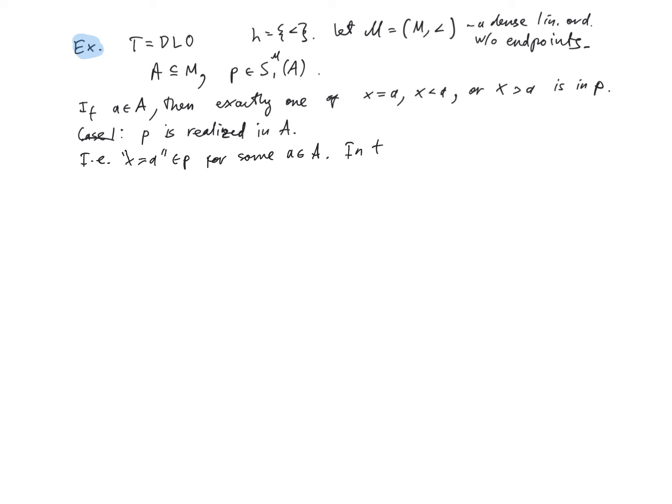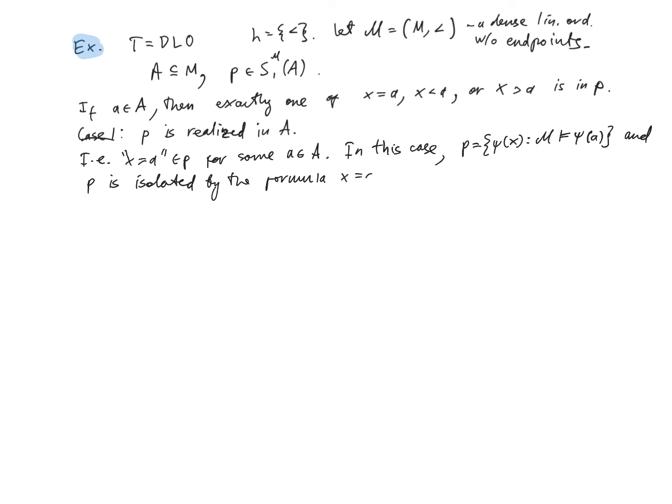So in this case, we have that P consists of all formulas psi of x such that M satisfies psi of a, and P is isolated by the formula x equals a, so it clearly determines all the other formulas that are satisfied on this element, if we know what a is. Case 2.